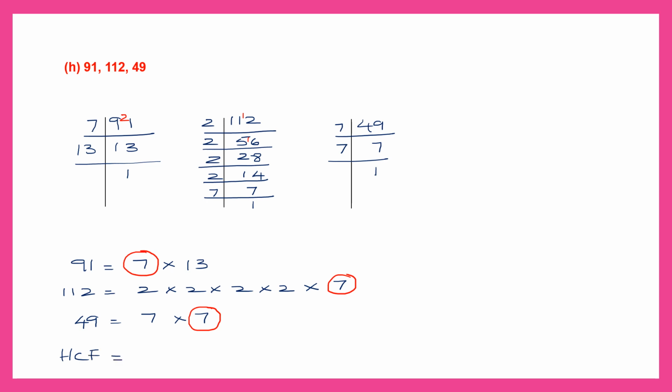We just have to say the highest common factor is just 7. So we've got our answer. The highest common factor of 91, 112 and 49 is 7. Question I. We have three numbers: 18, 54, 81.